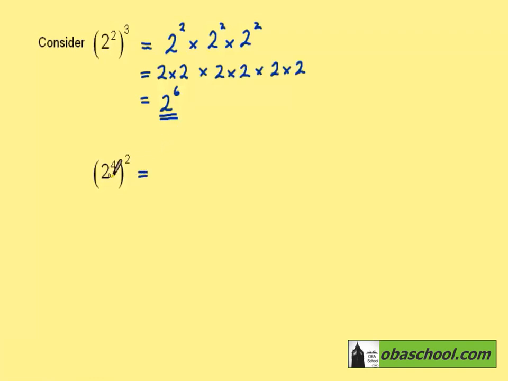Now consider 2 to the power 4 squared. This would be 2 to the power 4 times 2 to the power 4. Each 2 to the power 4 is 2 times 2 times 2 times 2. Doing the same to the second 2 to the 4, we can see that we have 8 2's in a row. With 8 2's in a row, what we have is 2 to the power 8.